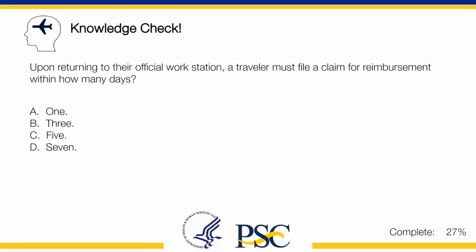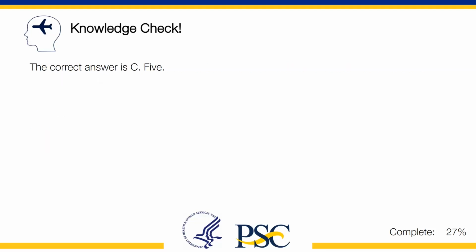Knowledge check. Upon returning to their official workstation, a traveler must file a claim for reimbursement within how many days? A. 1. B. 3. C. 5. D. 7. Click pause, consider your response, and resume the video to learn the correct answer. The correct answer is C.